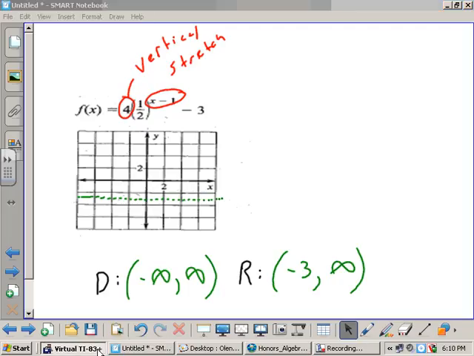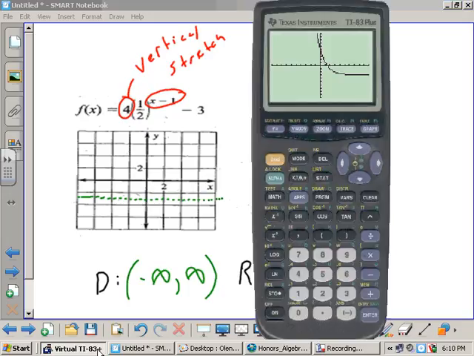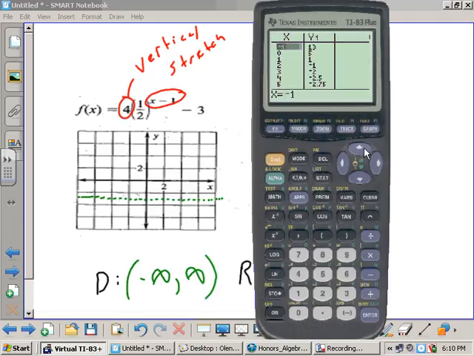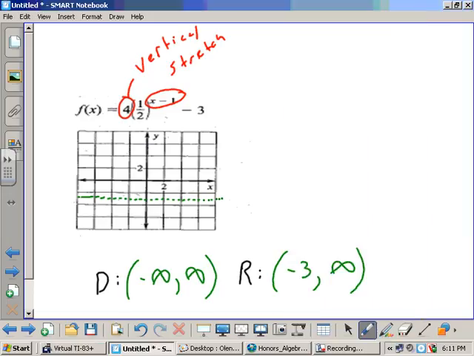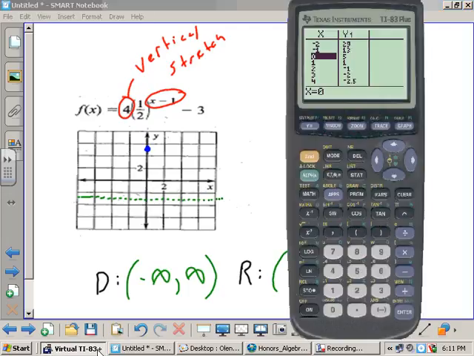Next, I'm going to go to my calculator. And here's our graph. Next, I'm going to set up my table to start at 0 and go by 1s. Now I'm going to look for specific points. So we can see here when x is -1, we're already off of our screen. When x is 0, we're at 5. Here's this point. 1 is at 1, and 2 is at -1.